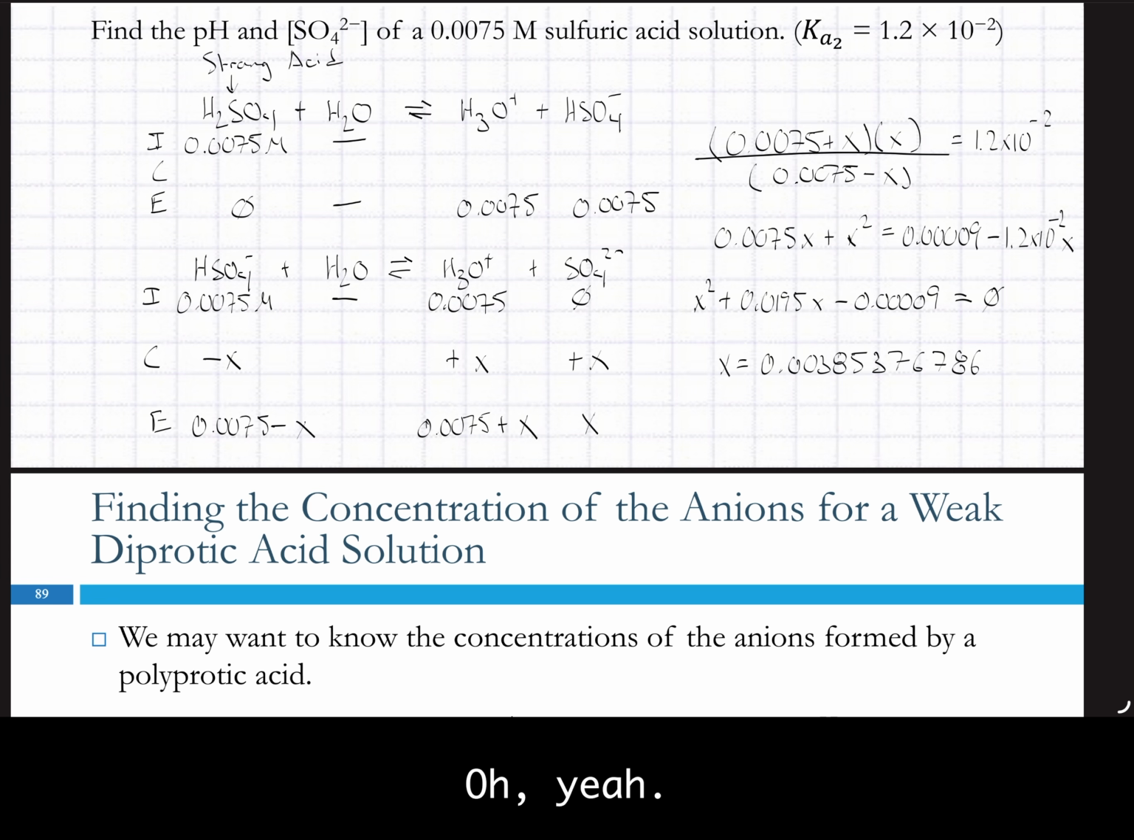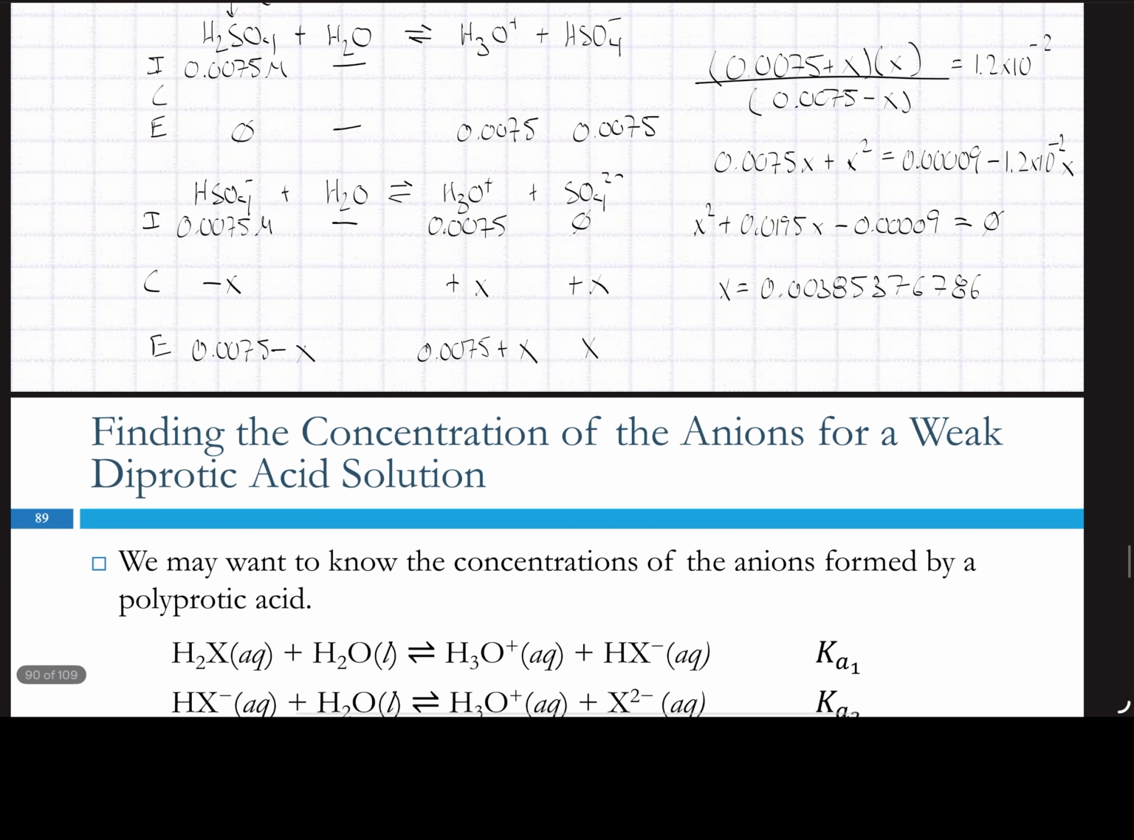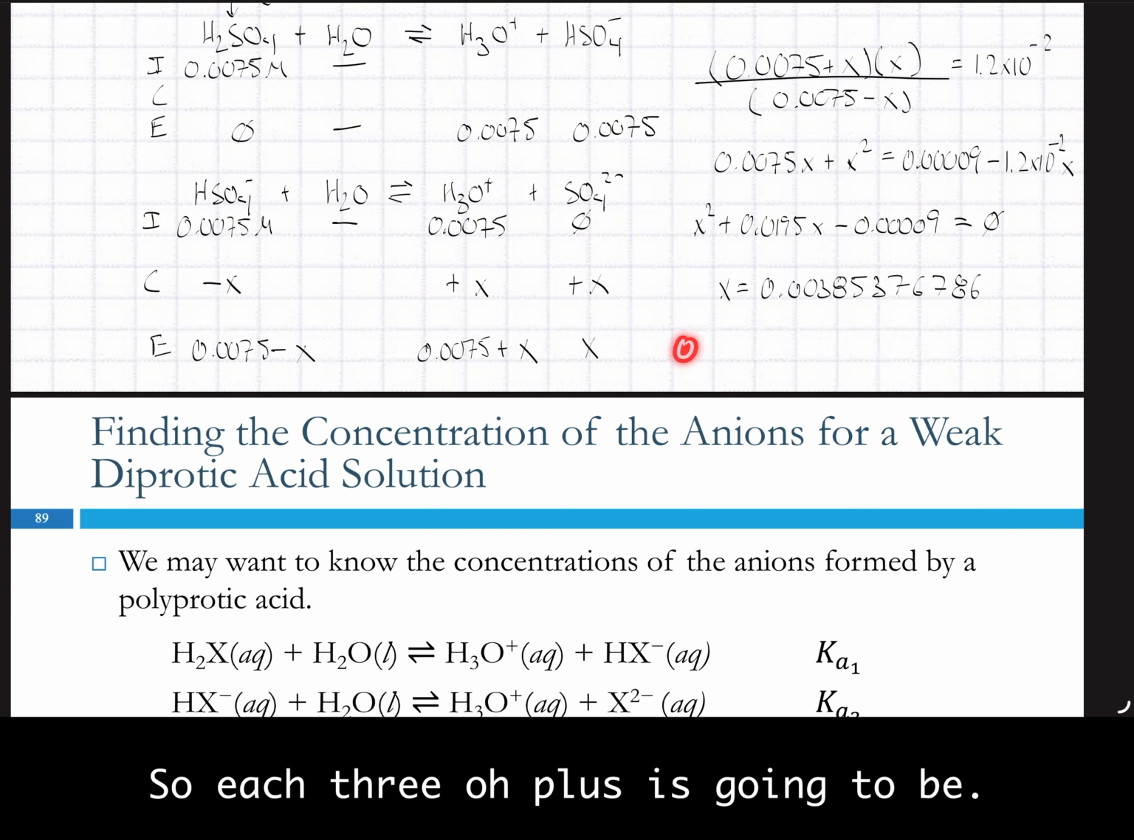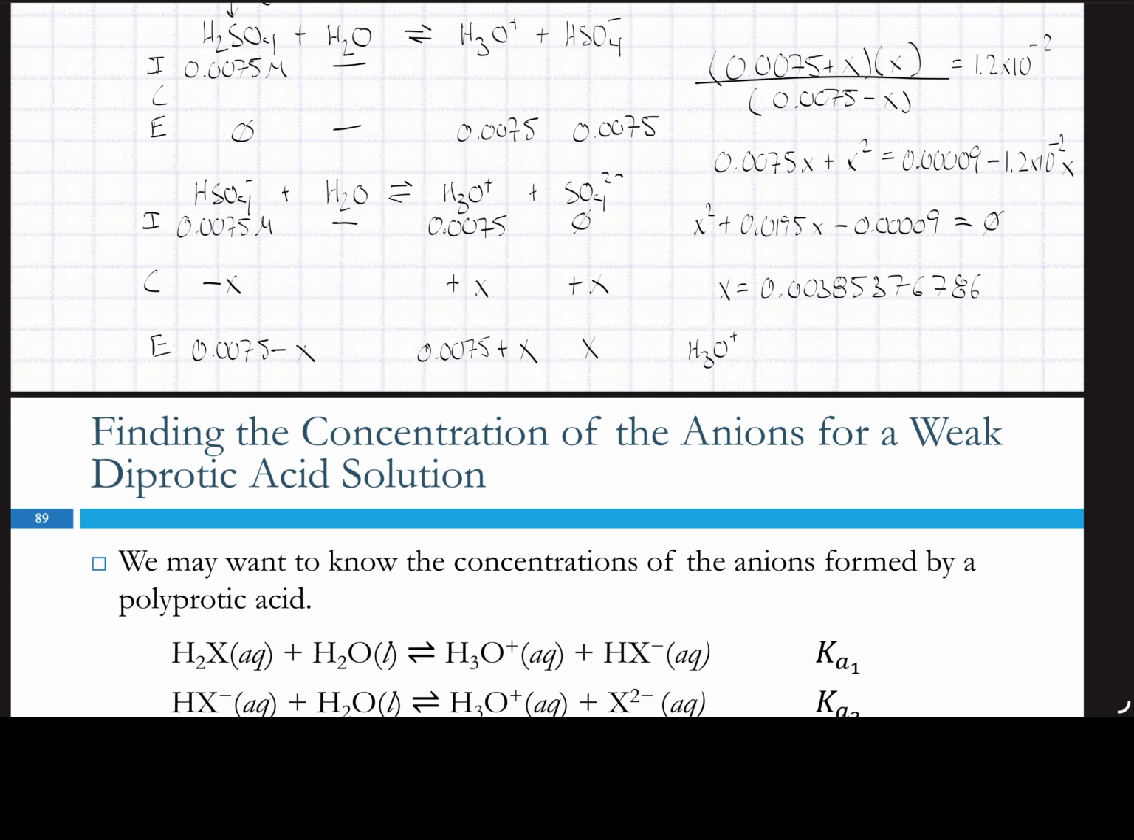Oh yeah, that's very significant. So this, right, is 0.0038. This is 0.0075. It's like 50%. So H3O plus is going to be 0.01135.